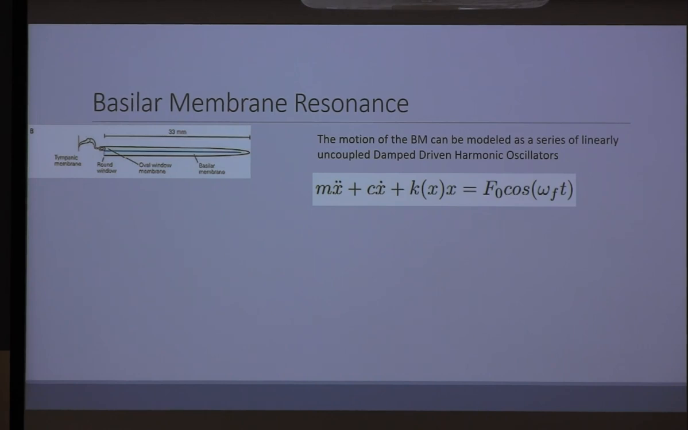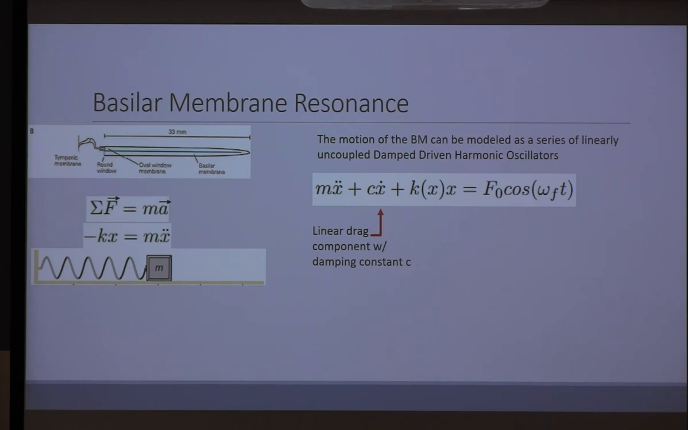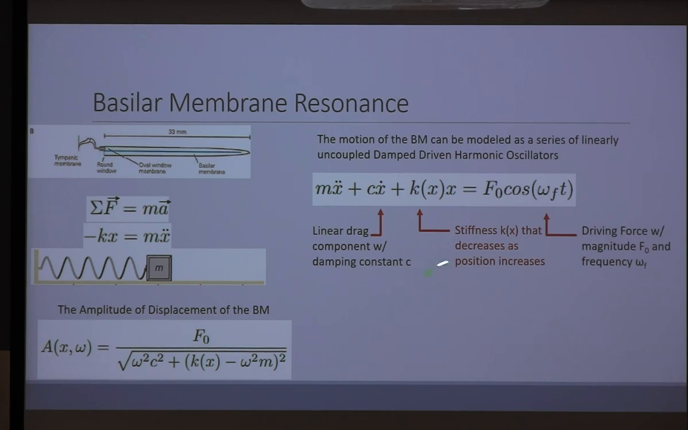This is the equation of motion for a damped driven harmonic oscillator. It would be familiar from classical mechanics. It can be recognized as starting from Newton's second law for a mass on a spring, relating the position and the acceleration, and then adding in a linear drag component with damping constant C, and a driving force with magnitude F naught and frequency omega F. And in our case, we're making this change: instead of the spring constant here, the stiffness will be a function that increases as position increases. And so this can be solved to find an equation for the amplitude of displacement.